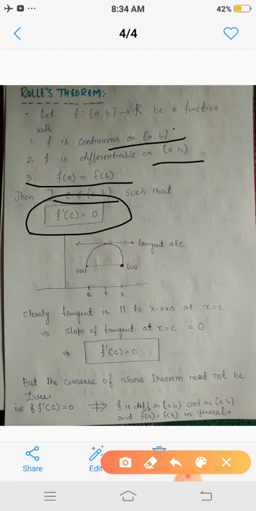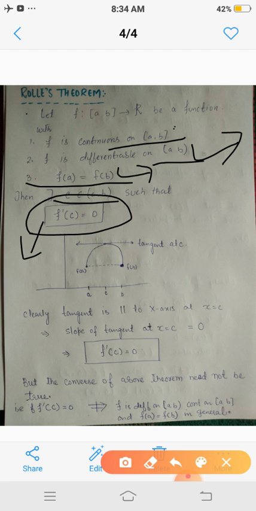equals 0. That is, if we have a function from a closed interval to R which is continuous on the closed interval, differentiable on the open interval, and at the endpoints the value of the function is the same, then there exists at least one point, say c, belonging to this open interval, between the two endpoints, such that at that point the derivative of the function is 0.